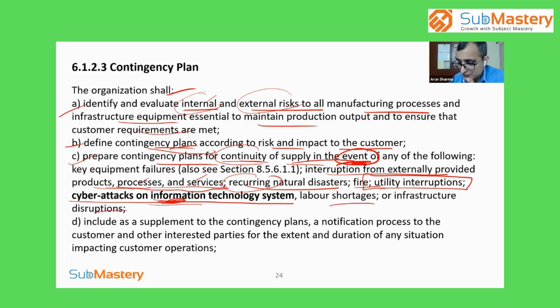Labor shortage and infrastructure disruption. I would like to give an example of cyber attack. It was in the year 2016, 17, I believe, somewhere in 16 or 17. Yeah, I think early 17.